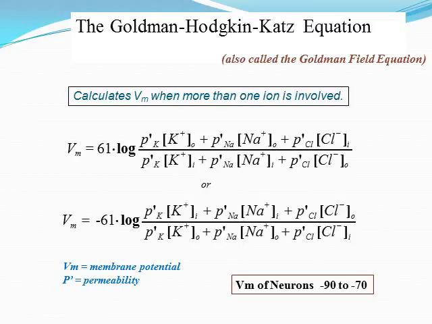And I put here the membrane potential of neurons, again, is somewhere between negative 90 to negative 70, and that depends on the type of neuron that you're looking at. Again, this would be how you get to the resting membrane potential of a cell. And notice it's all related to permeability and the concentration of the ions that you're interested in.